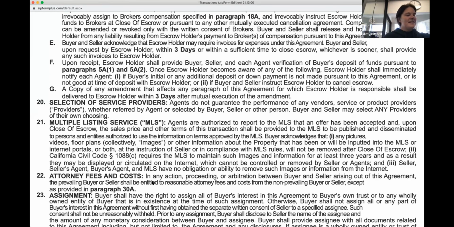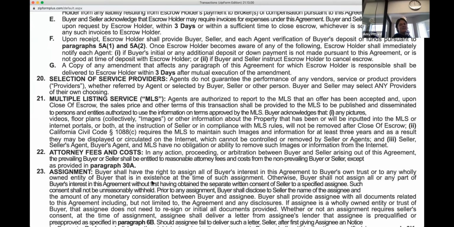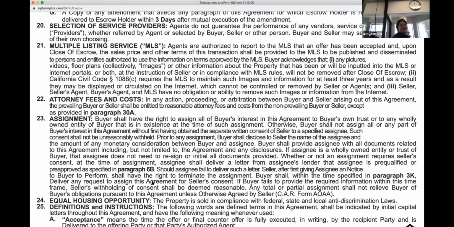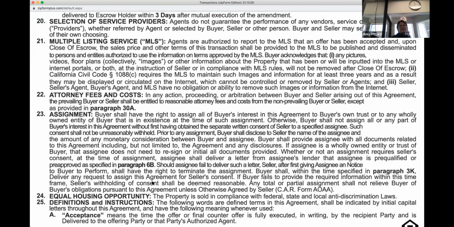All right, section 20 is the selection of service providers. Agents do not guarantee the performance of any vendors, service, or product providers, whether referred by agent or selected by buyer, seller, or other person. Buyer and seller may select any providers of their own choosing.